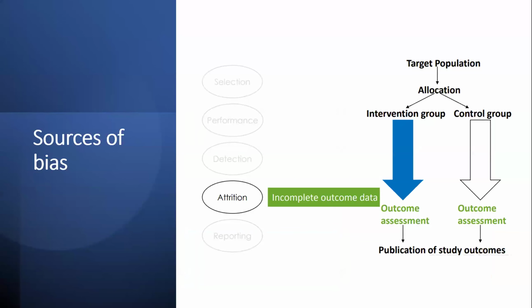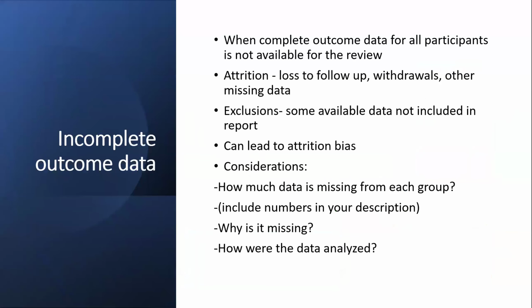Next is incomplete outcome data. This is when the outcome data reported in the study, in the form of outcomes of the participants, is not available for the review, or you can see there is an attrition level or loss to follow up, or there is withdrawal from the study, or any missing data from the study. It may also be exclusion, where some available data is not included in the report, for example only positive data included, or negative findings not reported in the study. This can also lead to attrition bias.